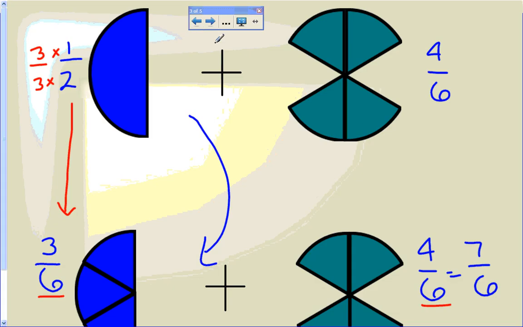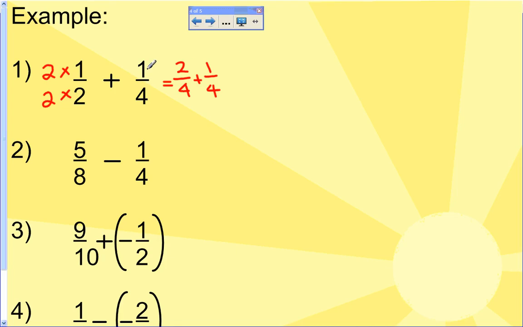Just like looking back at this one, did I do anything to the 4/6? No, I modified this one so it would have the same denominator as this one. So the 1/4 I didn't change. This one I multiplied top and bottom by 2. So now they're all broken up into the same size pieces. I can just add the numerators. So this is just 2 plus 1 over 4, which is equal to 3 over 4.